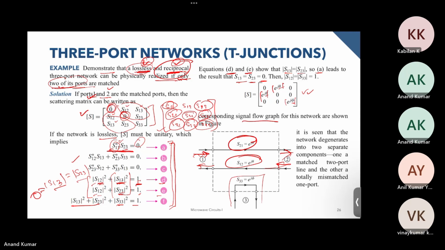So you see that this network degenerates into two separate components, one matched two-port line and the other a totally mismatched one-port line. This particular port is mismatched. So S33 is not 0, but for both S11 and S22 they are 0. So they are matched. This one is not matched, and they are reciprocal as well.